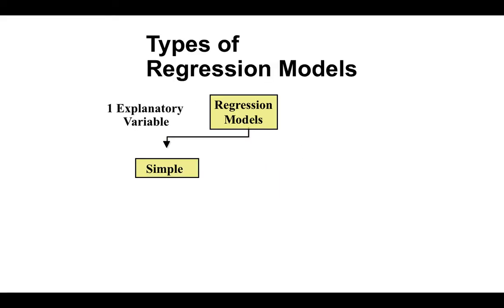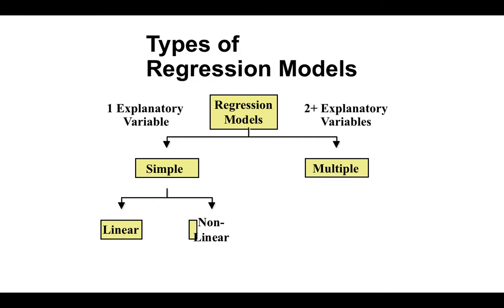So, regression models are of two types: a simple regression, which can be further categorized into linear and non-linear, and multiple regression, which can also be classified into linear and non-linear. A simple regression is one where there is one explanatory or independent variable X. A multiple regression is one where there are two or more explanatory variables or independent variables in the regression.